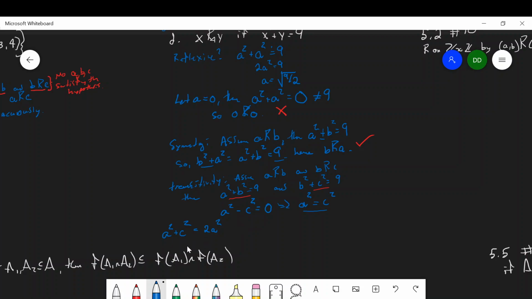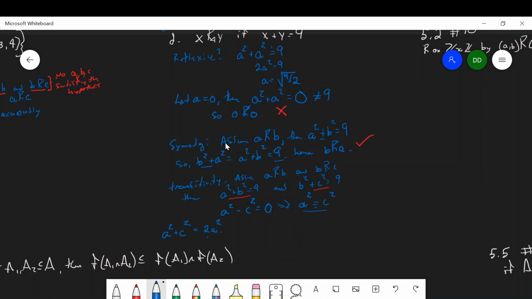So is 2a squared always equal to 9? Well, no. So if we have a related to b related to c, then this happens, and hence this is the state of a squared plus c squared. And that's not always going to be equal to 9, right? This is, again, only going to happen when a is what? Square root of 9 halves. And that's not always the case. So let's try and construct a counterexample. It seems like this isn't going to be transitive, and so we should try and find a counterexample.